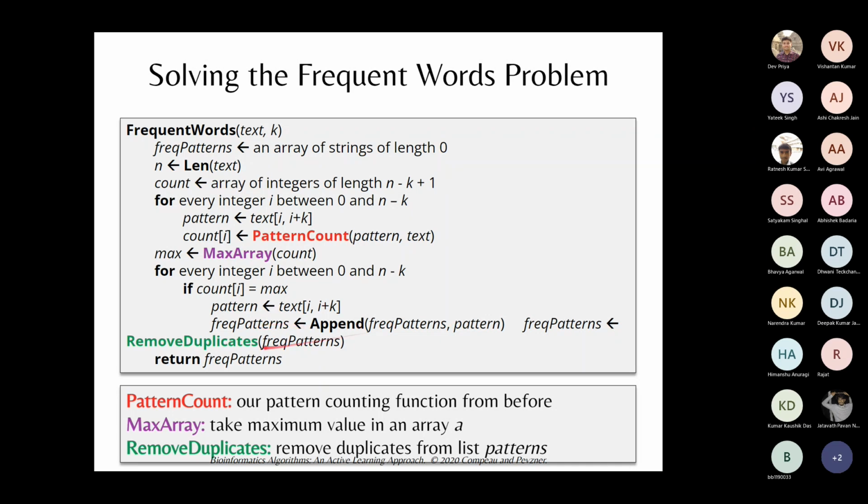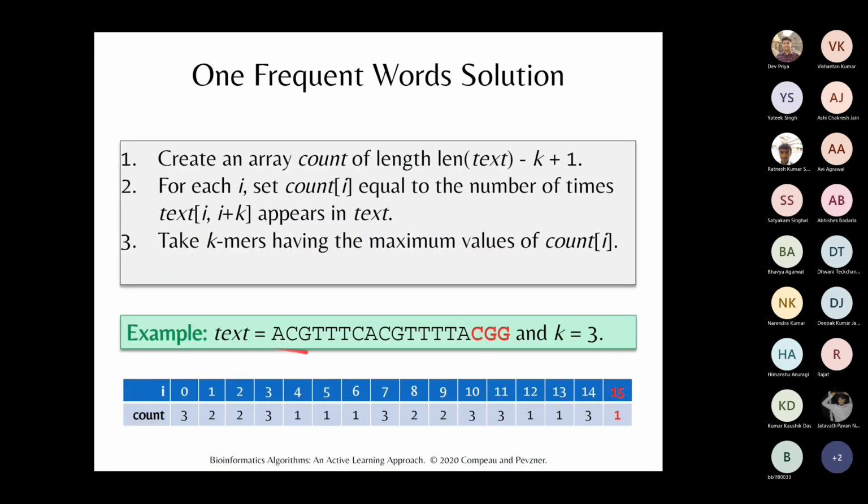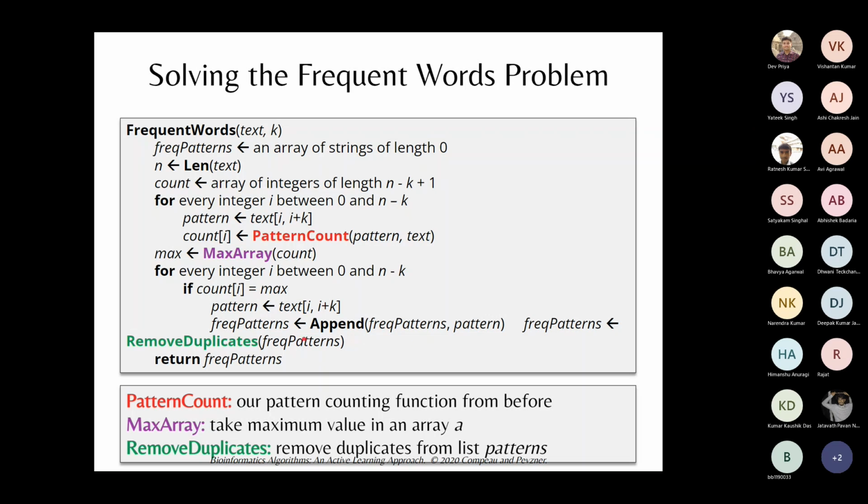Then at the end, you are obviously going to find a lot of these patterns repeated. So for example, if you had ACG at 3 locations, the ACG pattern is going to be repeated. So you have to remove the duplicates within these patterns that you have found, and then return to the user the patterns that were more frequent. Is this clear to everyone?